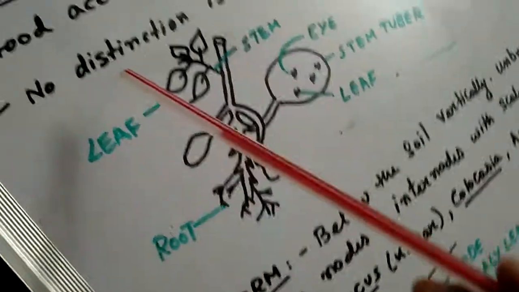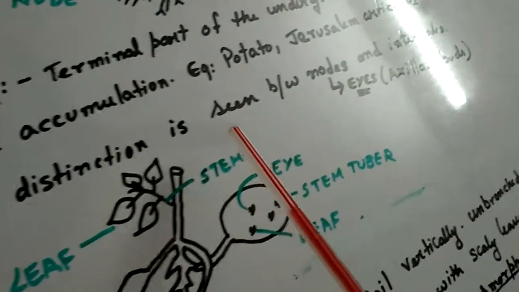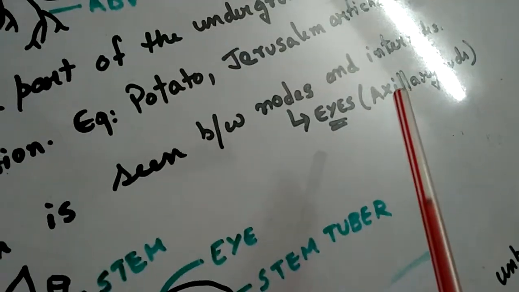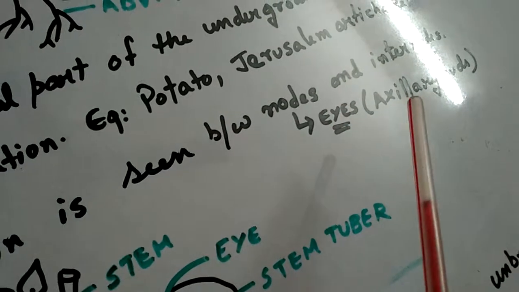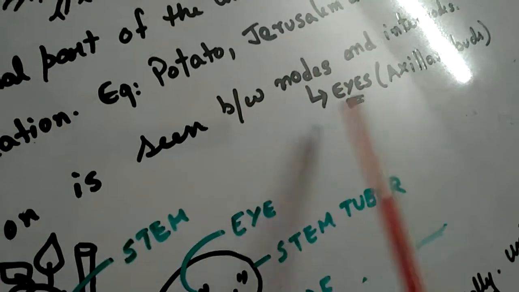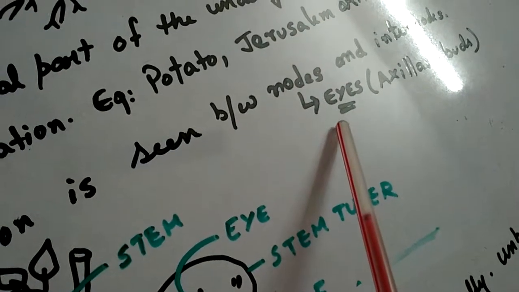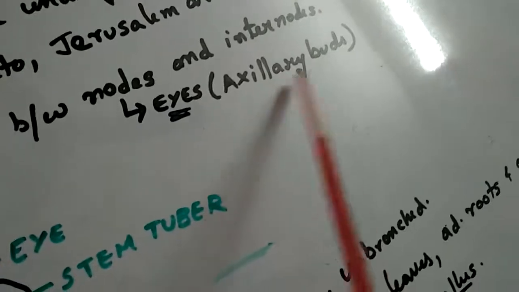Tuber has no distinction between node and internode. You cannot get a clear-cut distinction between node and internode when it comes to tuber. And nodes in case of potato are known as eyes, and these are axillary buds.